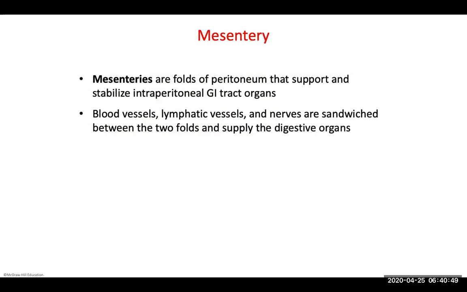They ask you for what a mesentery is and a greater omentum. When we talk about mesentery, you have several within the body. Mesenteries are folds of peritoneum, or tissue, that support and stabilize intraperitoneal GI tract organs. So these are just folds of tissue that support organs. Blood vessels, lymphatic vessels, and nerves are sandwiched between the two folds and supply the digestive organs.